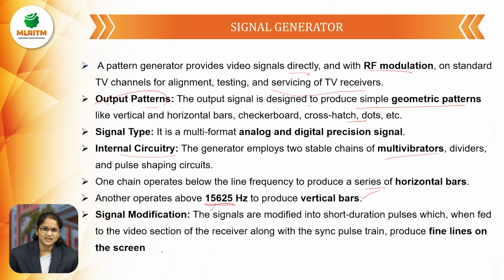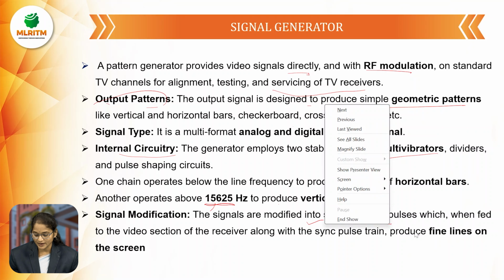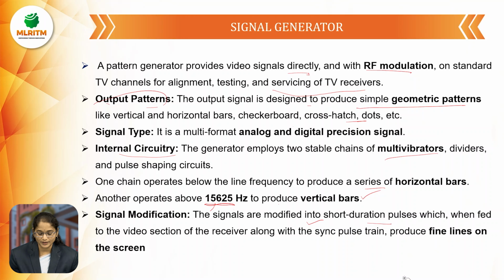What is the signal modification? How are we going to modify that signal? The signals are modified into short duration pulses first, which are fed to the video section of the receiver along with the synchronous pulse train, and it is produced as the fine line on the screen.